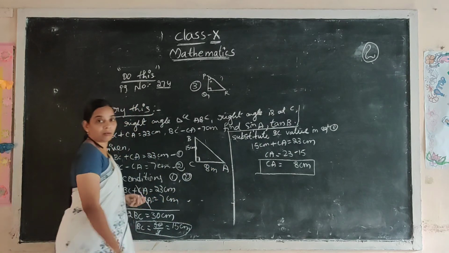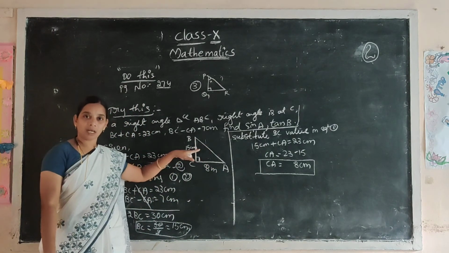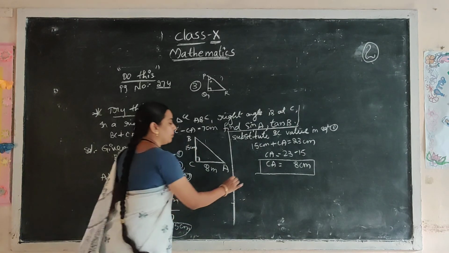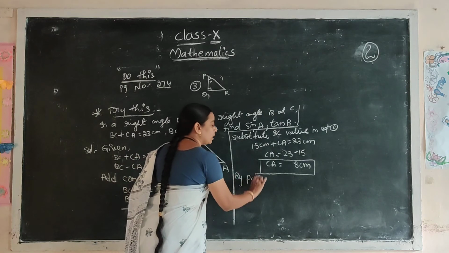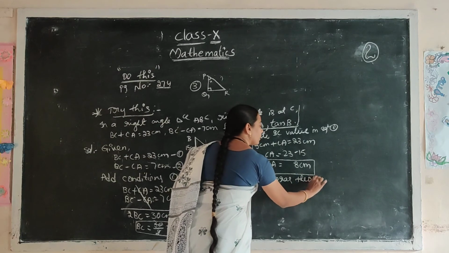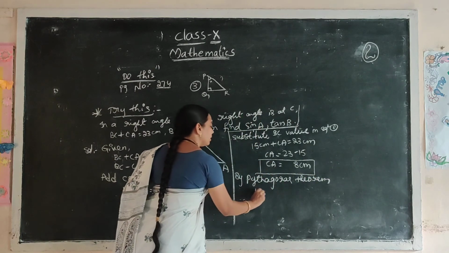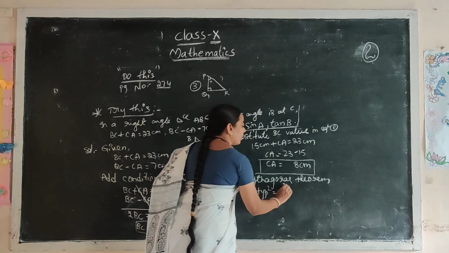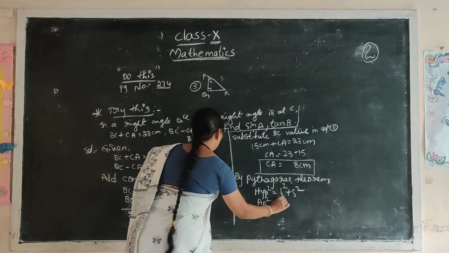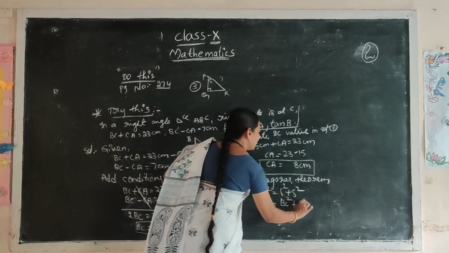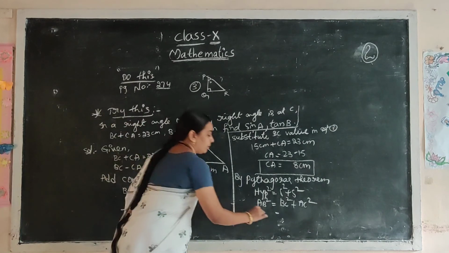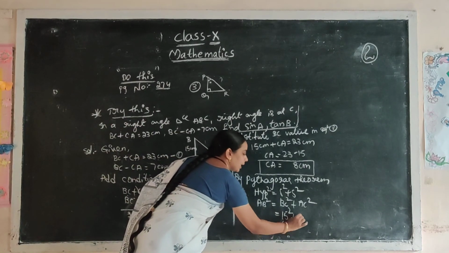But one more side is there now. How to find that side? This is a right angle triangle, so as usual we have to apply the Pythagoras theorem. By the Pythagoras theorem, hypotenuse square is equal to side square plus side square. Hypotenuse is AB. One side is BC and another side is AC. BC is given as 15, AC is given as 8. So 15 square plus 8 square.